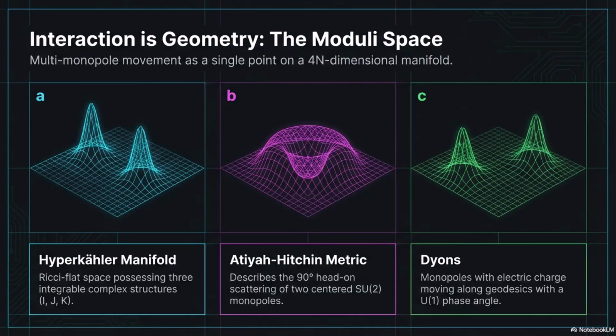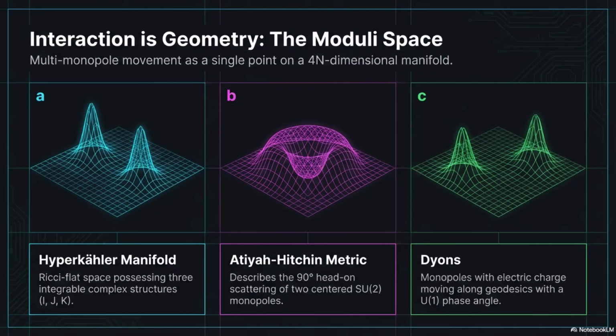So it's like Einstein's gravity. The curvature of space tells matter how to move. Precisely. Look at the 90-degree scattering example in the notes. If two of these molecules head toward each other head-on, they don't just bounce off randomly. No. The geometry of the space, that Atiyah-Hitchin metric, it forces them to turn exactly 90 degrees. It's not a choice. It's just the shape of the road they are on.